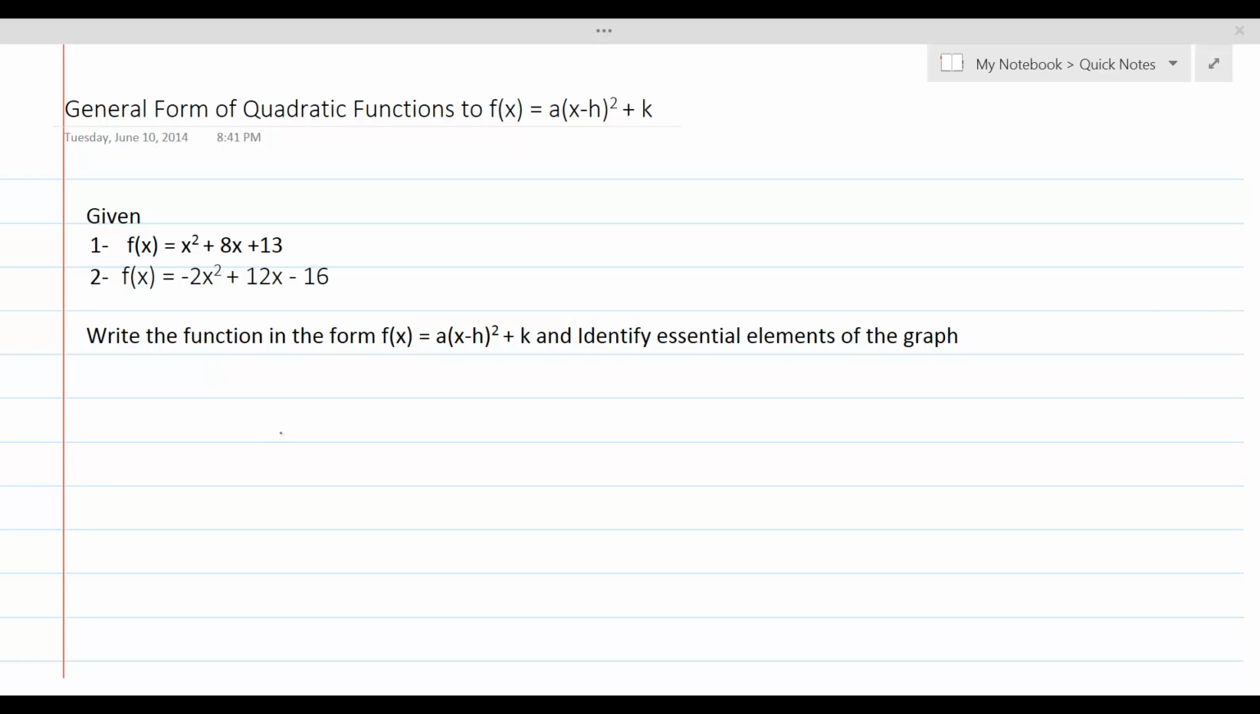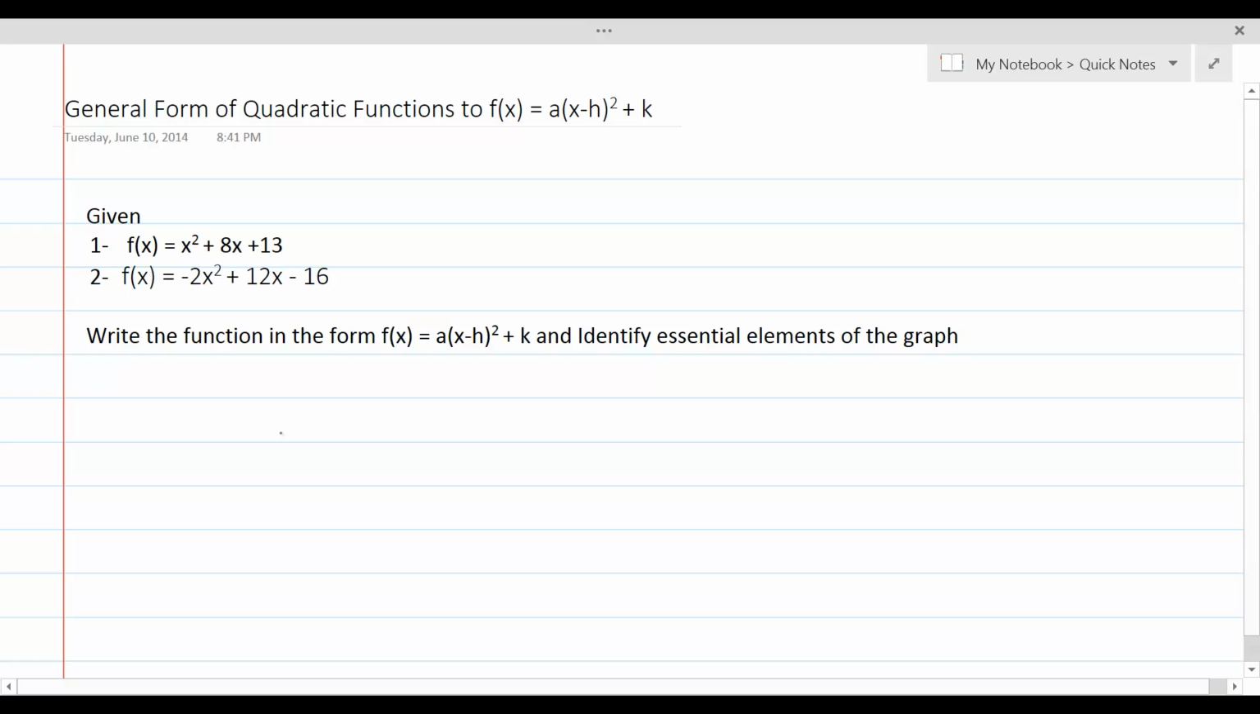In this lesson, we are going to discuss the process of converting the general form of a quadratic function to the vertex form of the quadratic function, so that we can identify essential elements of the graph without actually plotting the graph. Let's get started with the given quadratic function.